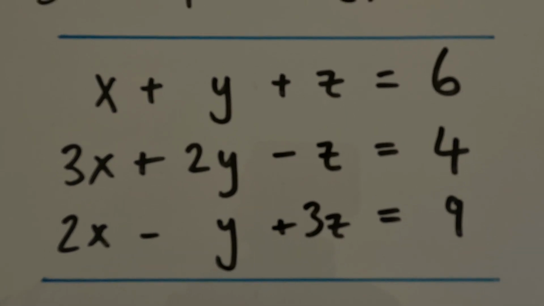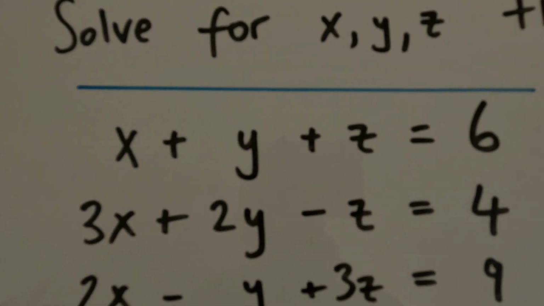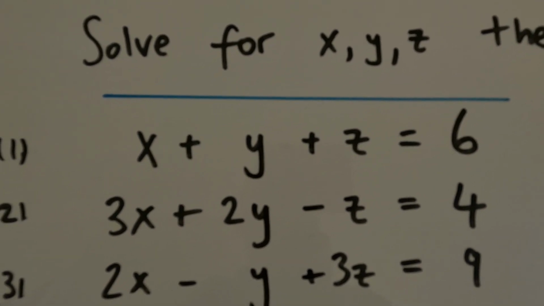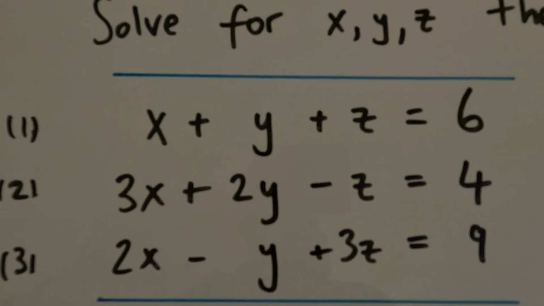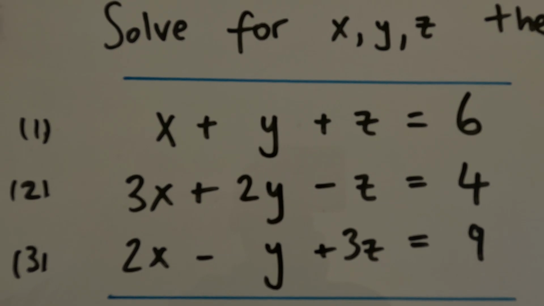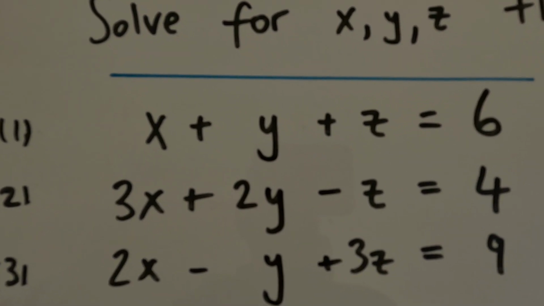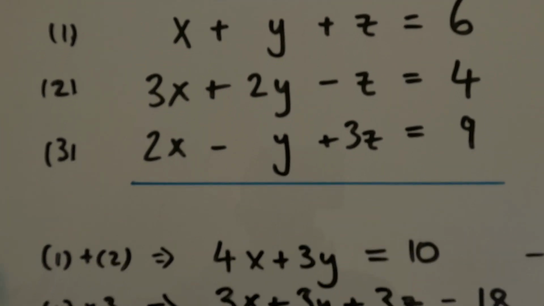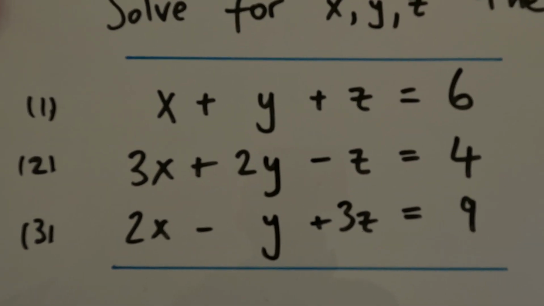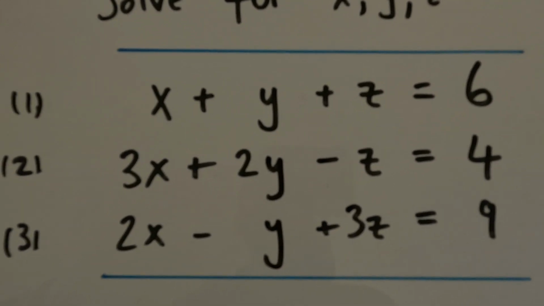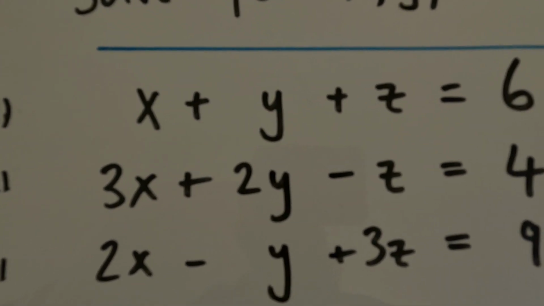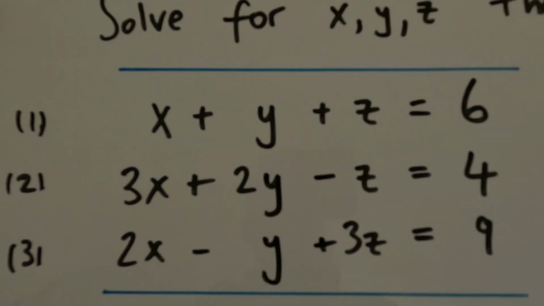So I need to eliminate z again. But I can't eliminate z from 1 and 2 because I've already done that. So I need to eliminate it from two of the other equations. So it's either going to be 2 and 3 or 1 and 3. So the easiest one looks to be number 1. If I multiply that by 3, that will give me 3z, and then I can subtract 1 and 3.